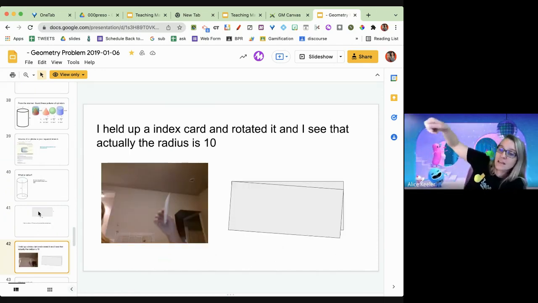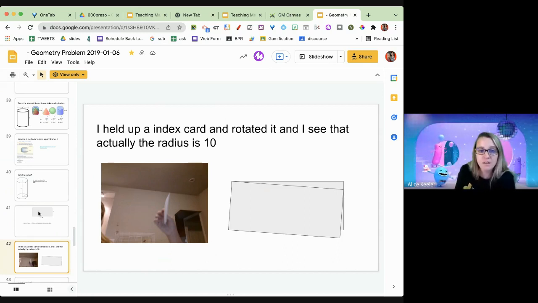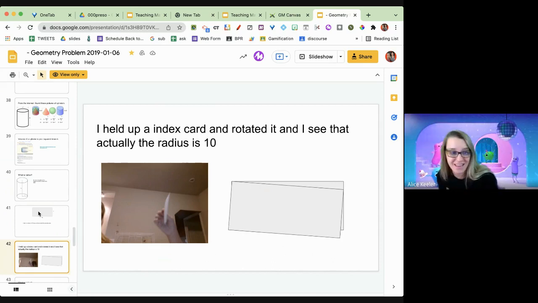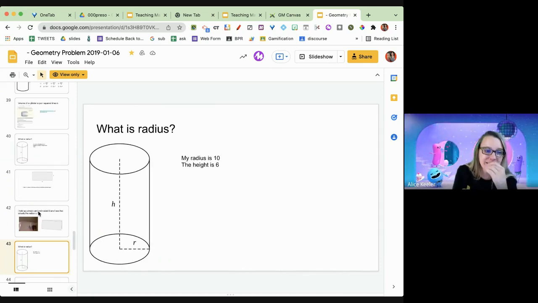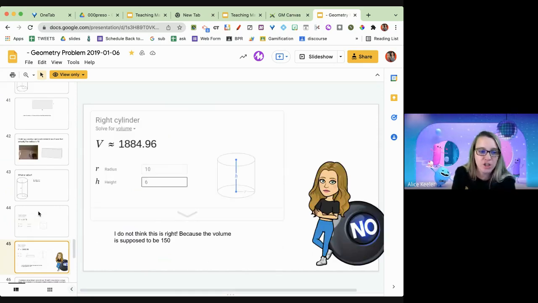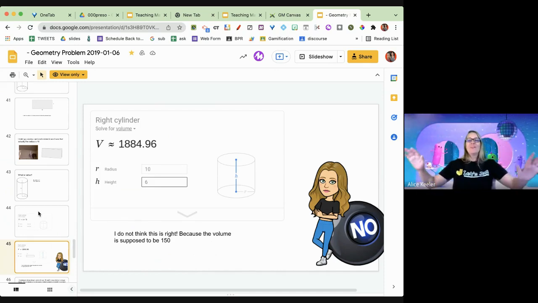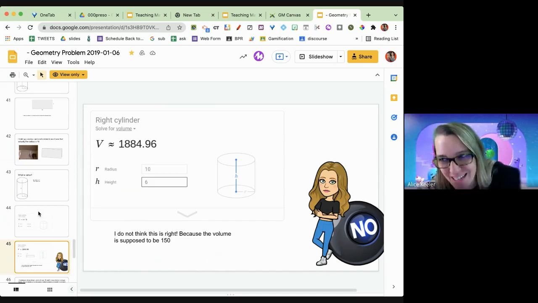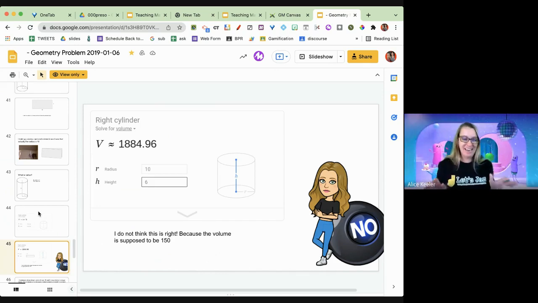So that's all I did. I just waved an index card. I took a picture of me waving the index card. And she's like, oh, the radius is 10. I swear to you, I'm not doing anything. All right, so the radius is 10, the height is 6. She's got this calculator. She puts it in the calculator. She figures out that says that this is the volume. She's like, I don't think it's right because, wait. Because again, because that sounds amazing. Okay, I don't think I did this right because the volume's supposed to be 150. Now it's 150 pi. Forget about that.